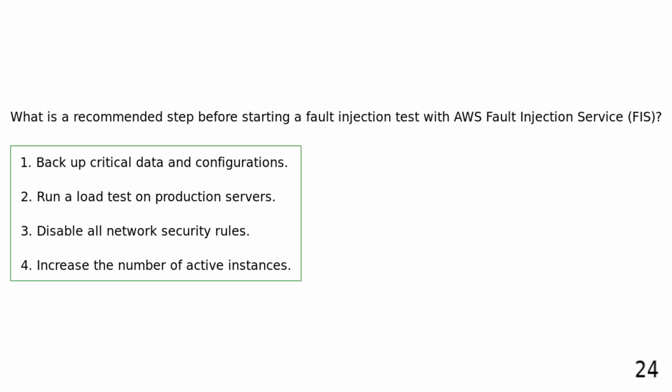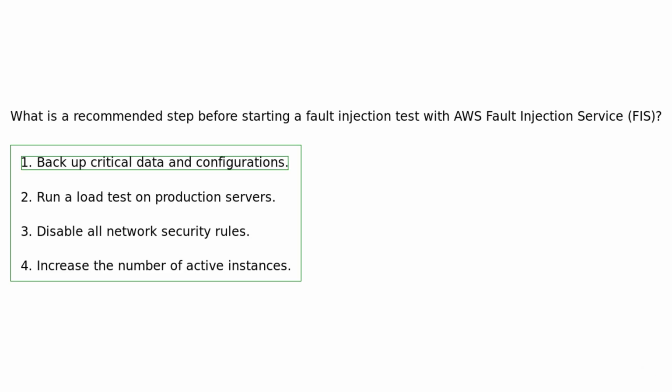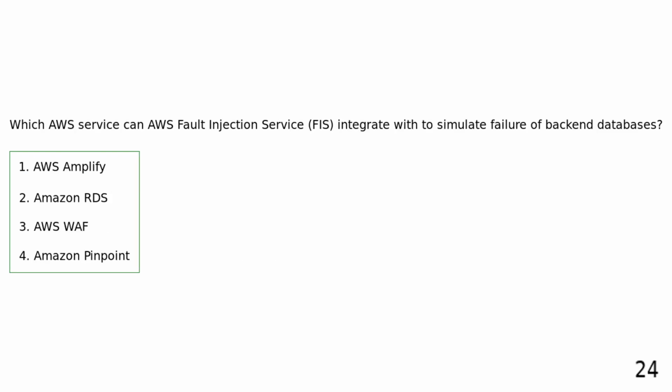What is a recommended step before starting a fault injection test with AWS Fault Injection Service? Backup critical data and configurations. Run a load test on production servers. Disable all network security rules. Increase the number of active instances. Before starting a fault injection test with AWS Fault Injection Service, it's recommended to back up critical data and configurations to mitigate potential risks. Which AWS service can AWS Fault Injection Service integrate with to simulate failure of backend databases?